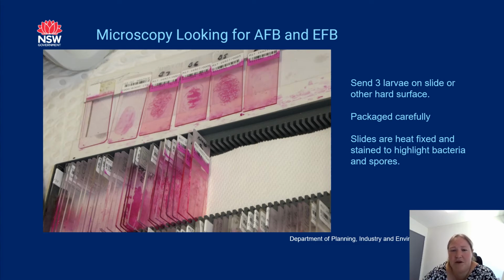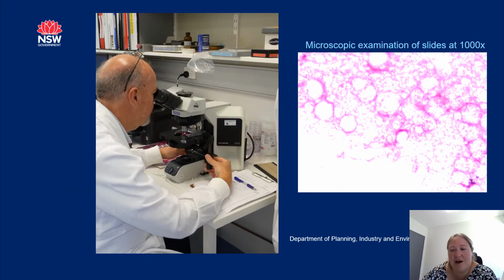So what we do with those slides is we heat fix the sample to the slide, and then we stain it with this pink stain here, and that just brings up the spores and bacteria for us to be able to identify. And this is one of our ex-colleagues in the lab, looking at some bee slides under the microscope. The picture on the right is generally what you can see. It's about the size that we come across.